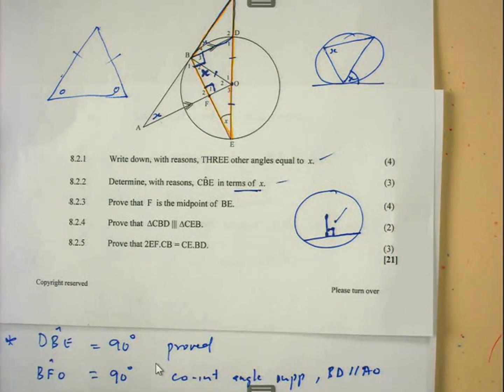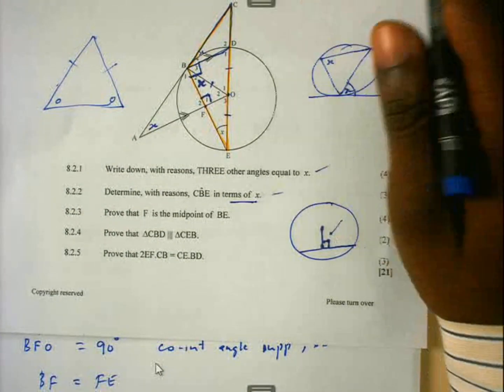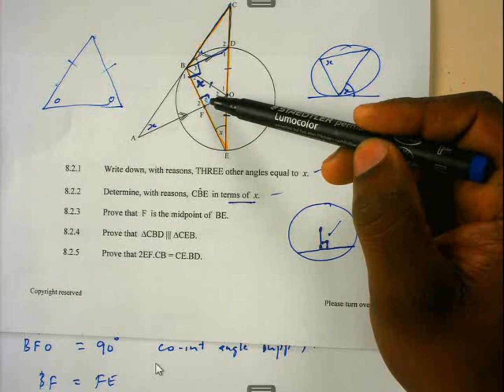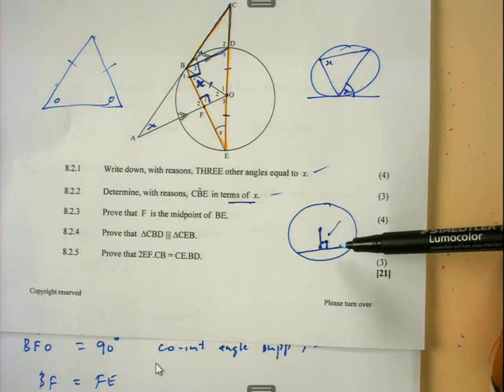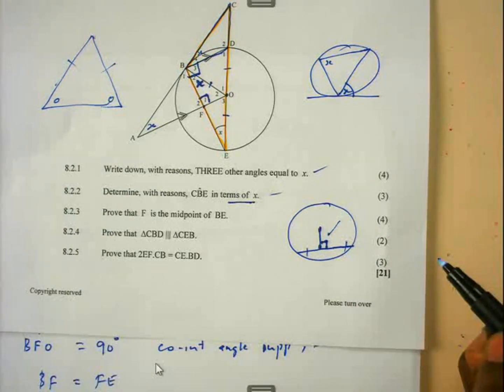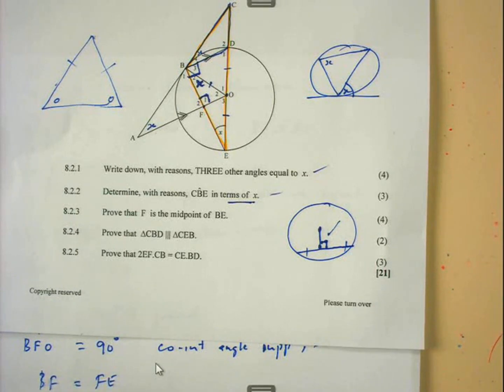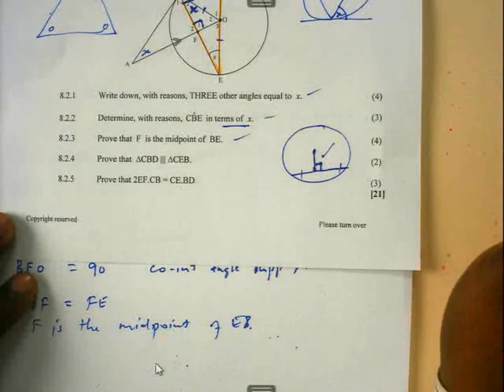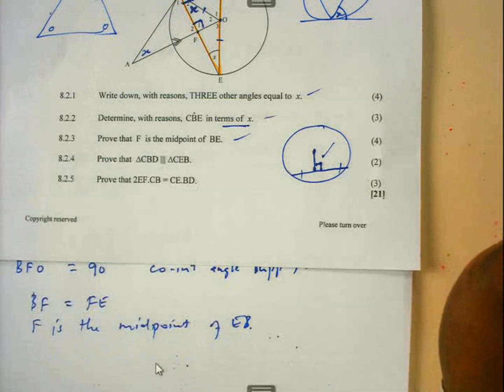Therefore, BF must be equal to FE because this is 90. Remember the theorem we talked about. If this is perpendicular, then this must be equal to that. And once that is equal to that, F is the midpoint of EB. Remember the question was, let's show that that is the midpoint. Then F is the midpoint of that, right?